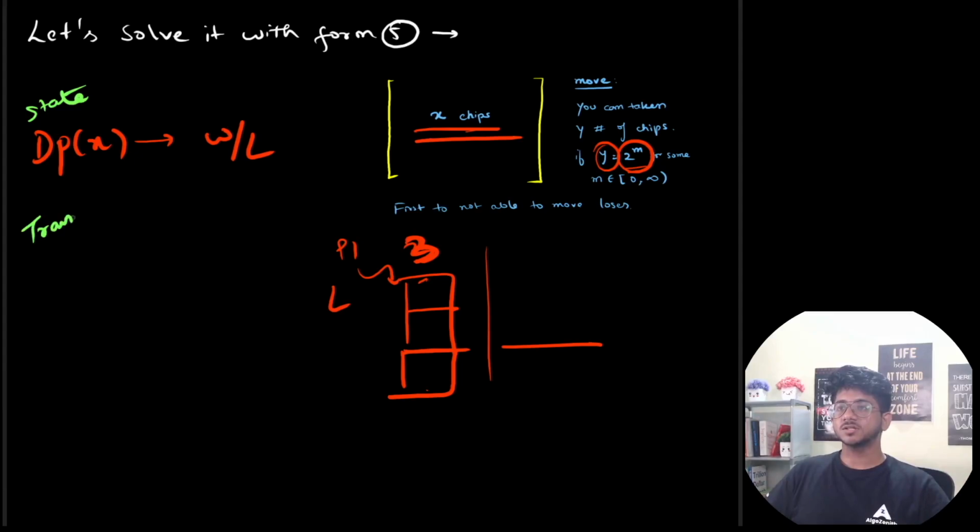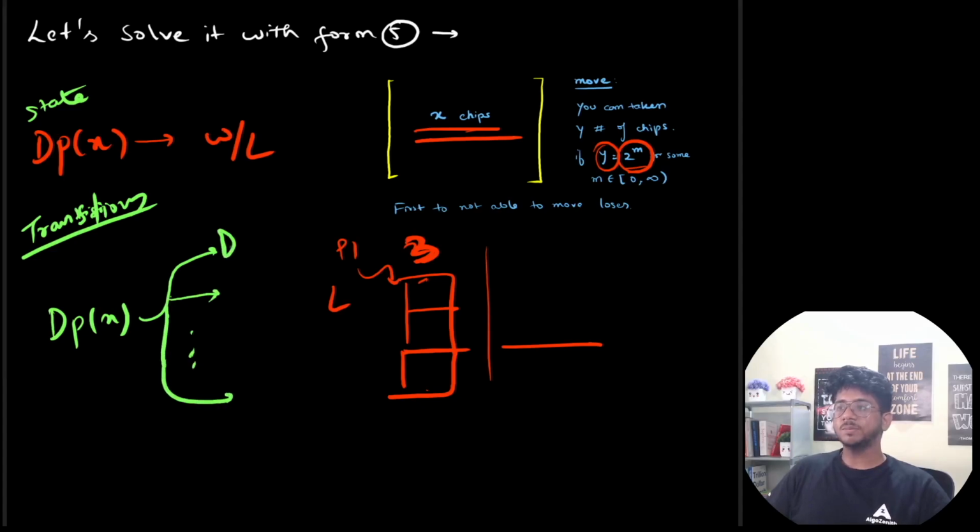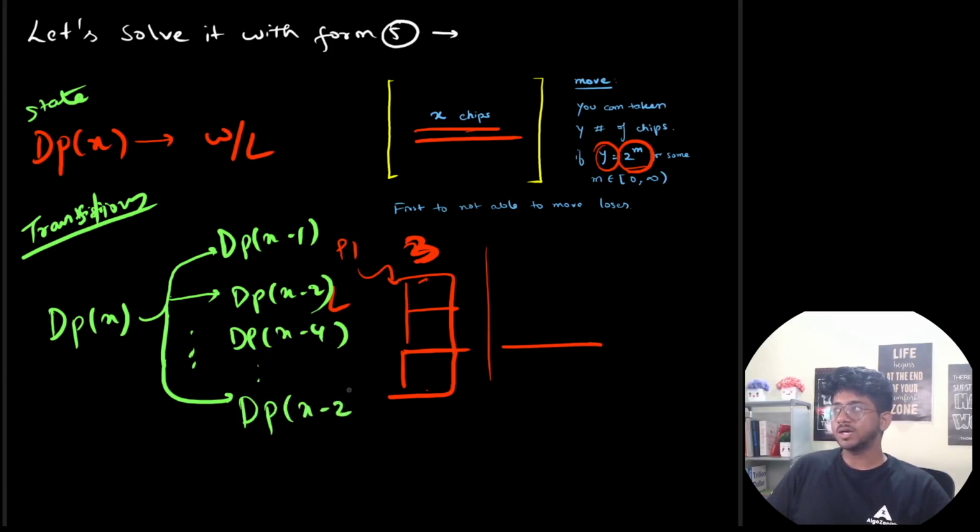What are the transitions? From DP of X, I can go to DP of X minus 1, because I can take 1 chip; DP of X minus 2, I can take 2 chips; DP of X minus 4, I can take 4 chips; and so on up till DP of X minus 2 to the power M, any 2 to the power M, as long as 2 to the power M is less than or equal to X. We cannot go more than that. So we can go to any of these states.